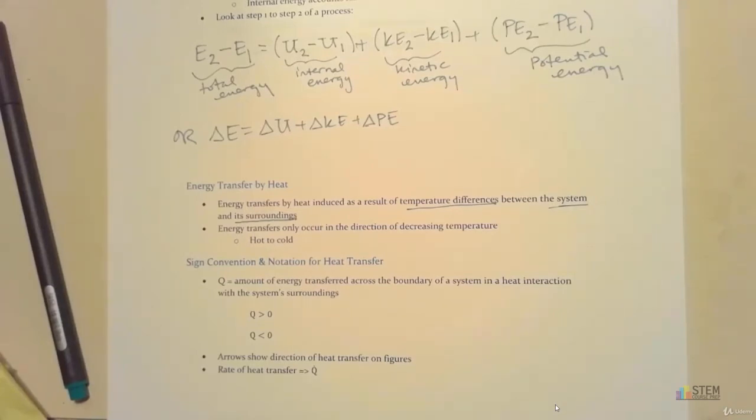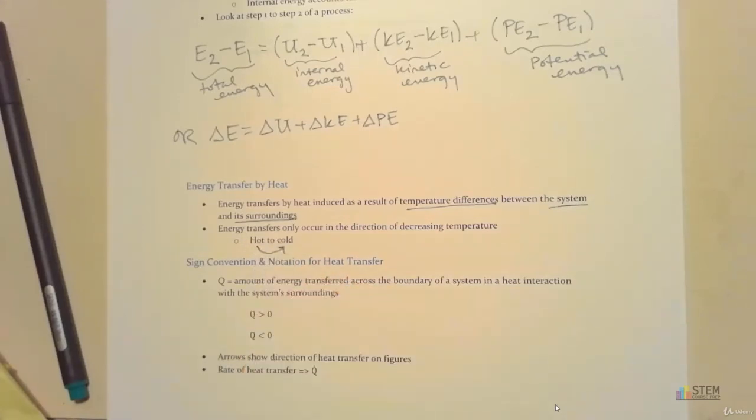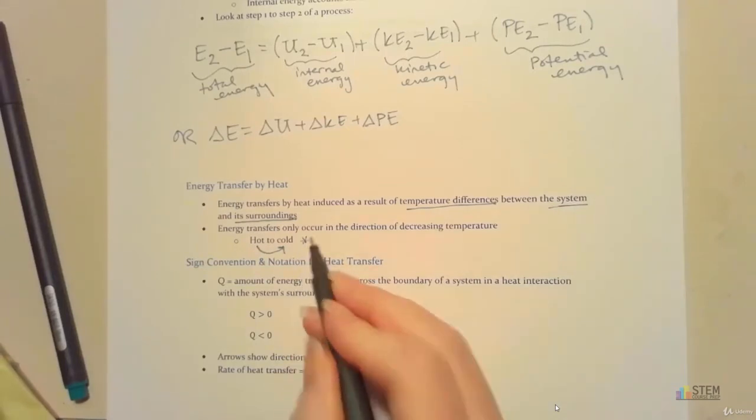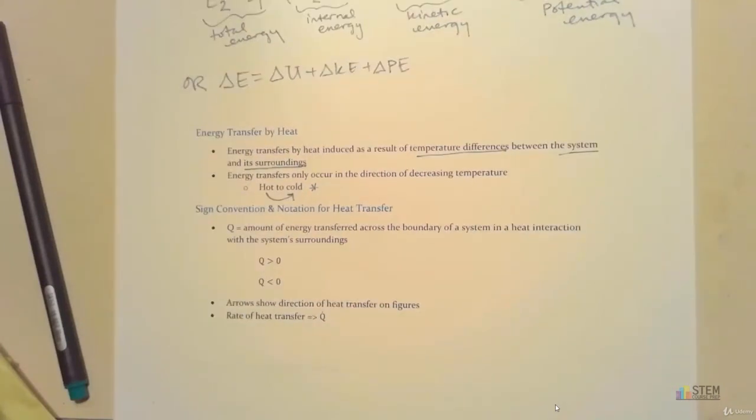So what does that mean? That means it's always going to go from hot to cold. So the cold body will warm up. You're not ever going to get heat or energy transferred from the cold body to the hot body. It just doesn't work that way. So it's always hot to cold. This is going to be important, and we'll talk about it again later on in the course.